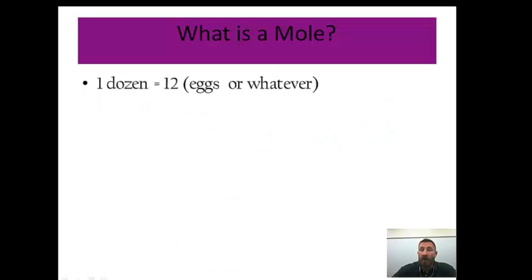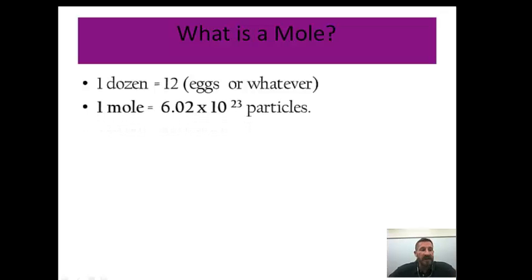A mole is like a dozen is. A dozen is 12 of whatever, eggs or whatever it is you're talking about. We often use it with eggs because it's convenient to buy 12 eggs. But what would be a number we'd want to use in chemistry? It'd have to be a huge number because atoms, particles are very small. So the number we're going to use is a mole, and a mole is 6.02 times 10 to the 23rd. Please write this number down and know this is a mole.